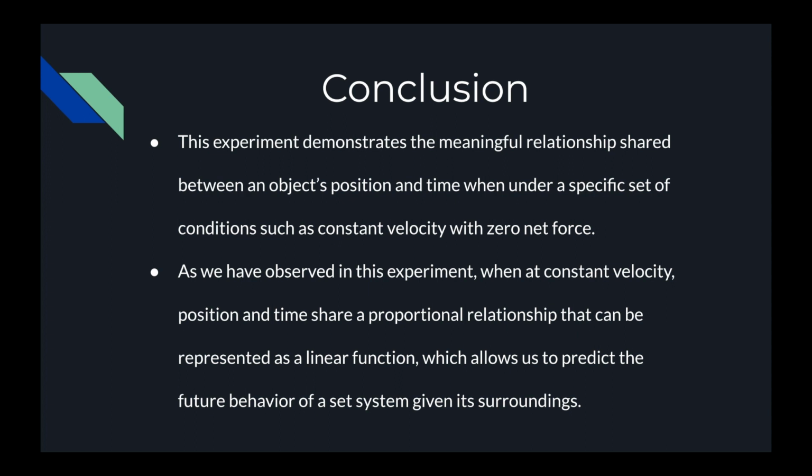In conclusion, this experiment demonstrates the meaningful relationship shared between an object's position and time when under a specific set of conditions, such as constant velocity with zero net force. As we have observed in this experiment, when at constant velocity, position and time share a proportional relationship that can be represented as a linear function, which allows us to predict the future behavior of a set system given its surroundings. Thank you.